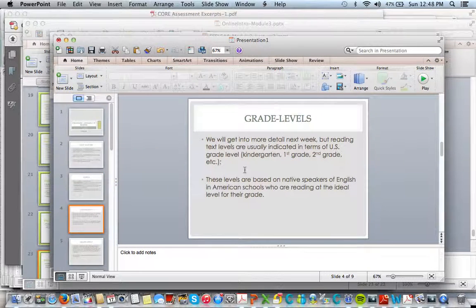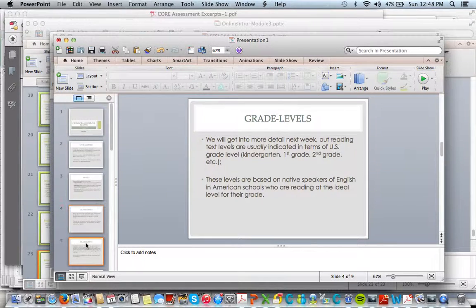Okay, so grade levels. Now, you just heard me talking about independent levels and grade levels. We're going to get into more detail about text leveling next week, but reading texts like a book or a text that someone will read, we usually indicate in terms of grade level. So like we talk about first grade level texts or second grade level texts. These levels are based on native speakers of English in American schools who are doing well in school. So they're reading at the ideal level for their grade. That's what we call a first grade, a second grade, or a third grade level.